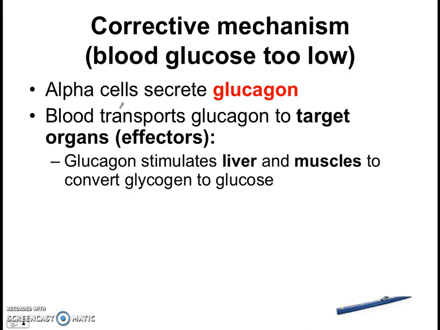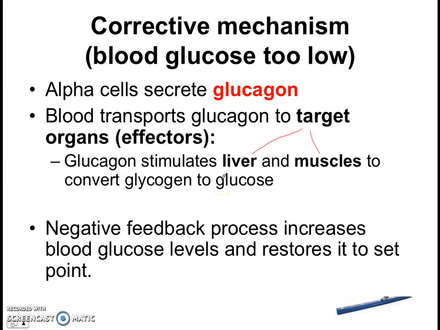In this case, glucagon will stimulate the effectors, the liver and the muscles, to convert glycogen back into glucose and to release it into the bloodstream. So all the glycogen that's stored up in your liver and muscles will be released back into the bloodstream as glucose. And this process, which is negative feedback, will cause the blood glucose levels to increase and restore it back to the original set point. Glucagon also reduces the absorption of glucose from the bloodstream, so it is kind of the opposite hormone of insulin.